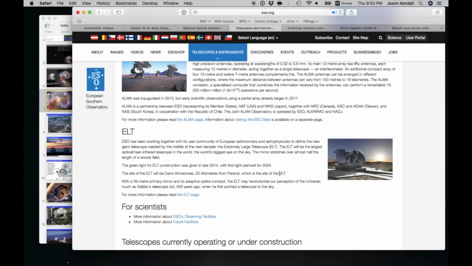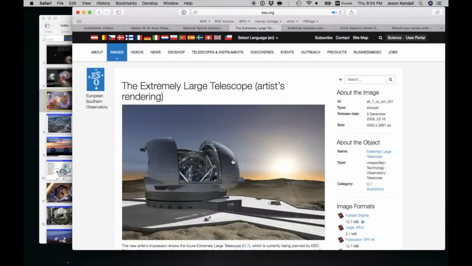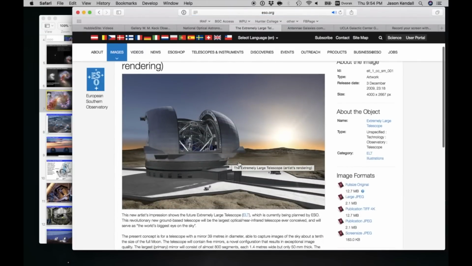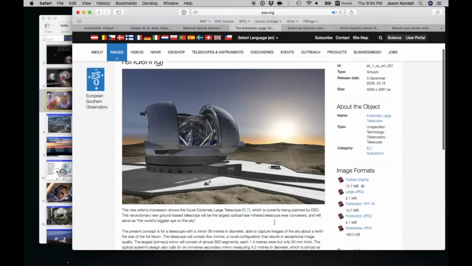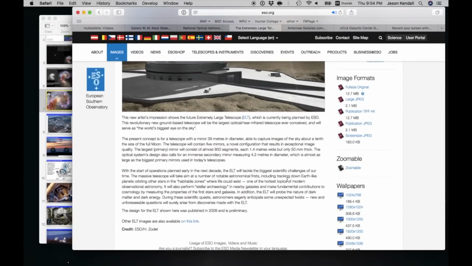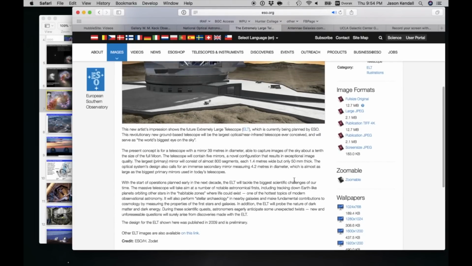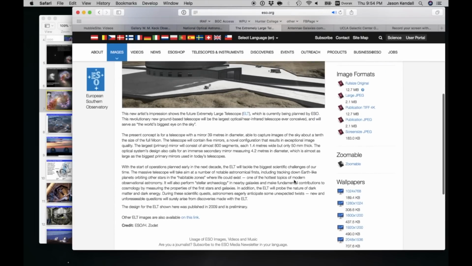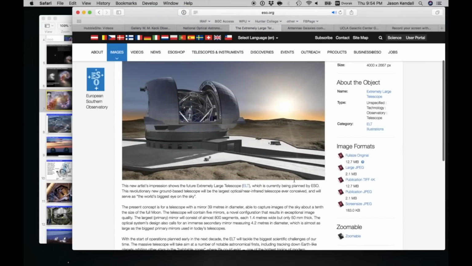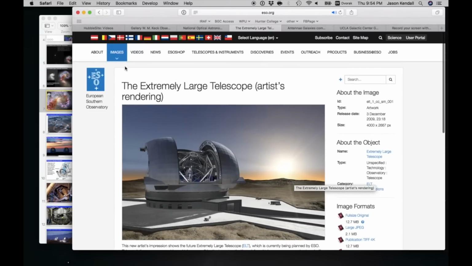Fascinatingly enough, the European Southern Observatory is trying to build a gargantuan observatory called the Extremely Large Telescope, which would be a 50-meter scope with a 39-meter primary mirror, which is just insanely large. They want to build it in the Atacama Desert, because it's big. The primary mirror would be enormous, and the goal would be to see the faintest objects around.